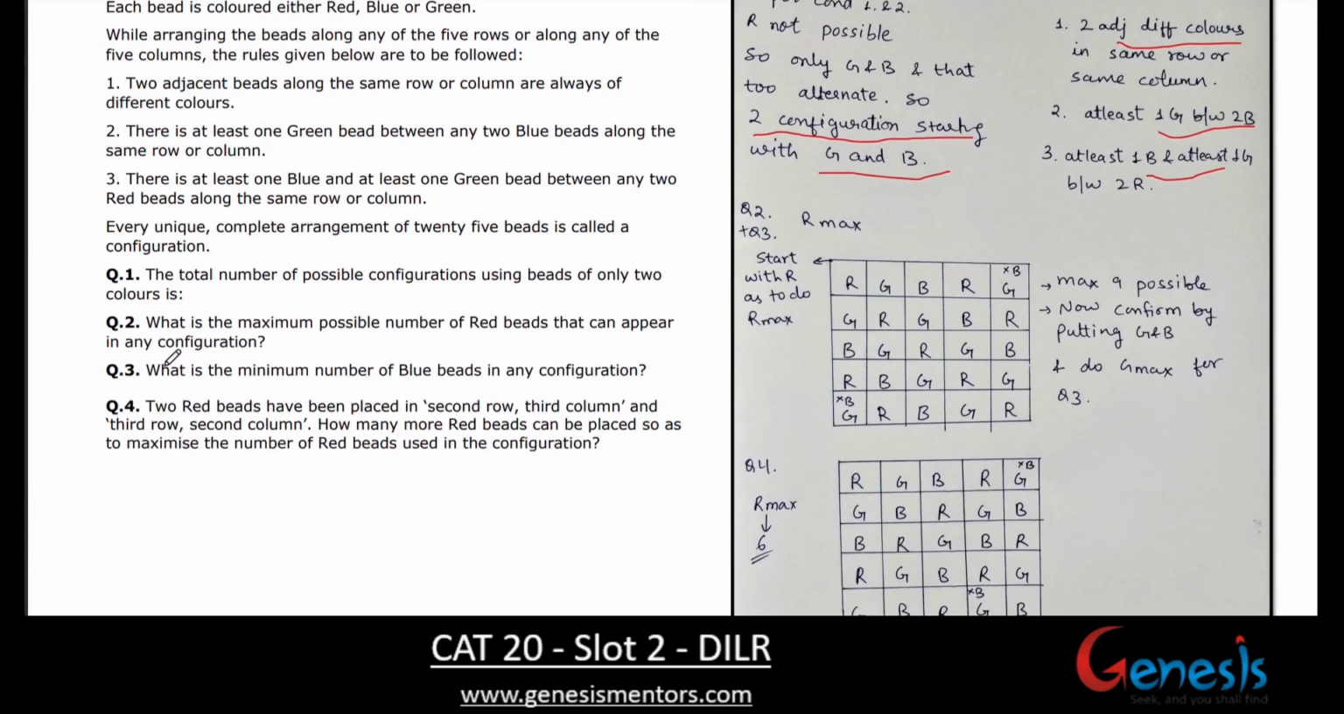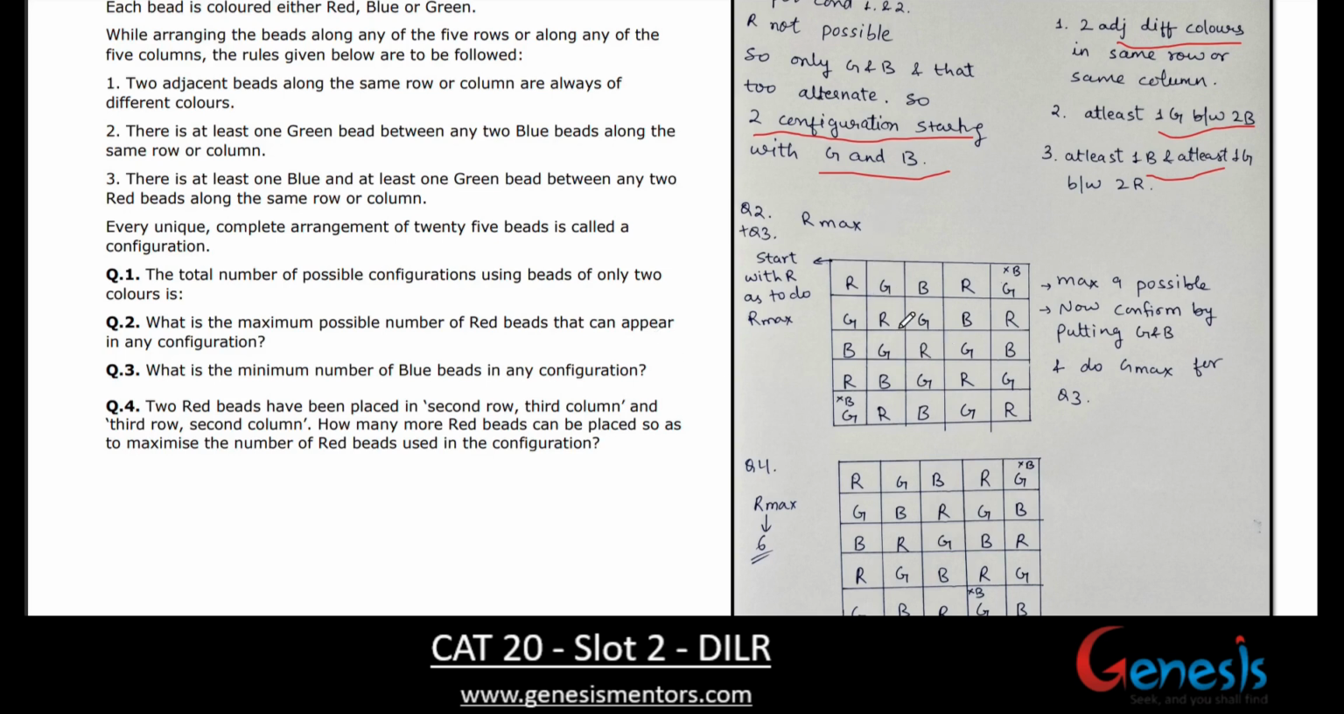Now question number 2: what is the maximum possible number of red beads that can appear in any configuration? So we need to maximize the red beads. Okay, now we'll make a grid, and we will also take care of question number 3 here, right? So now we'll make a grid of 5 by 5 and we need to maximize R. And for question number 3 we need to minimize blue, so we'll take care of that also, we'll try to do that, right?